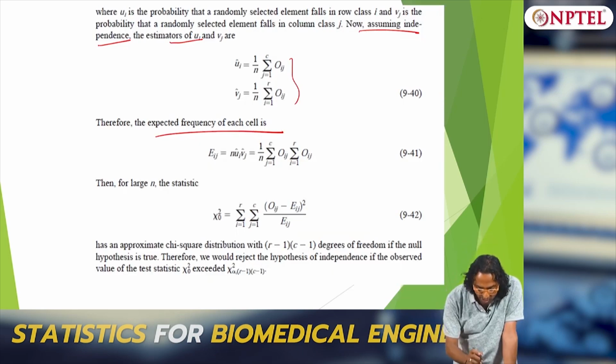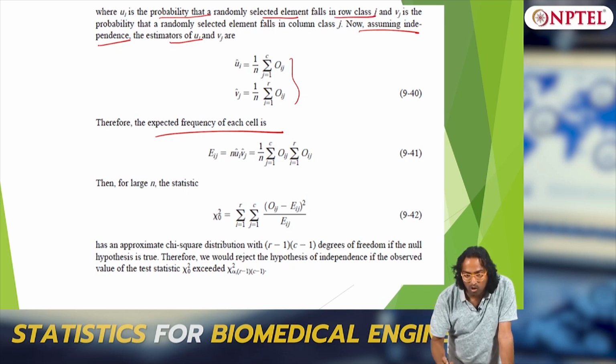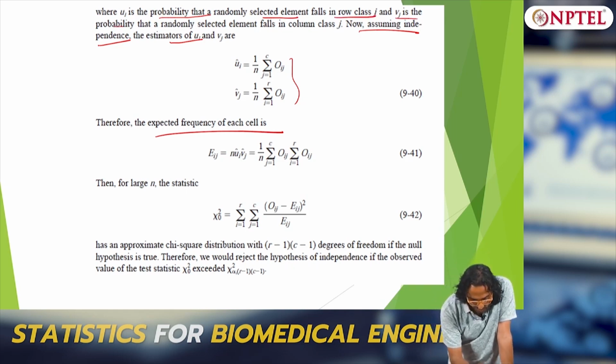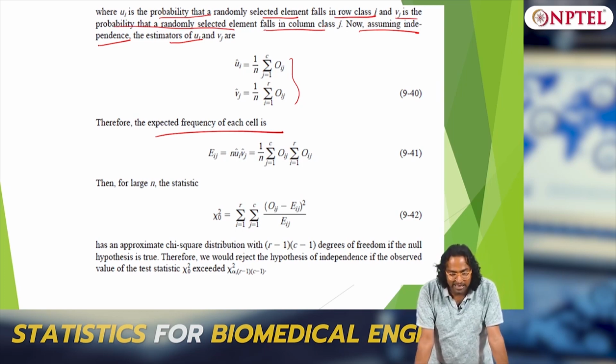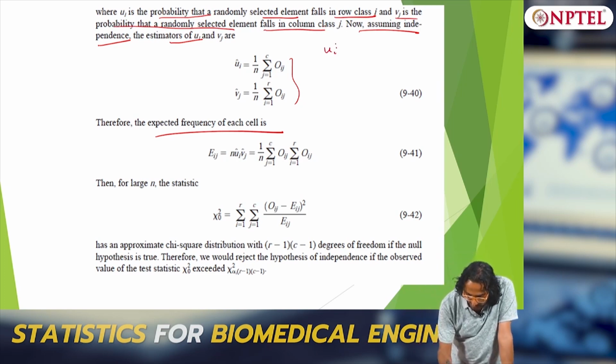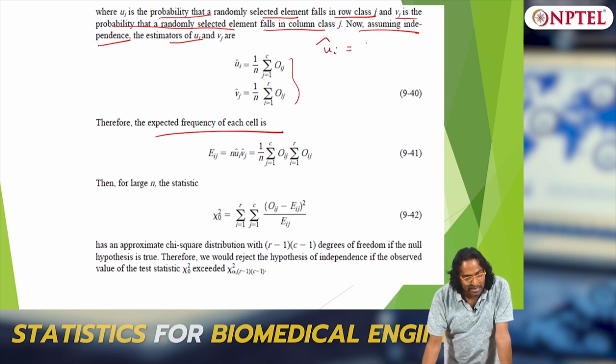So what is Ui? Ui is the probability that a randomly selected element falls in row class i, and Vj is the probability that a randomly selected element falls in column class j. What is Ui hat? I want to know Ui hat. What is a good estimator of Ui hat?